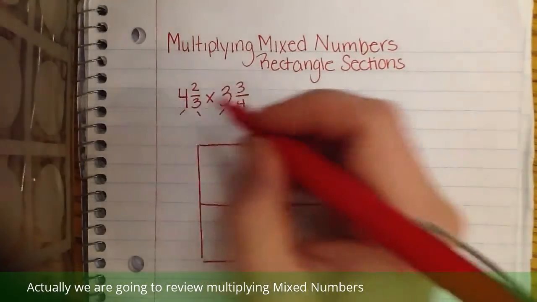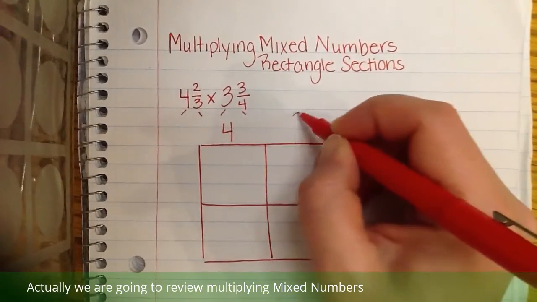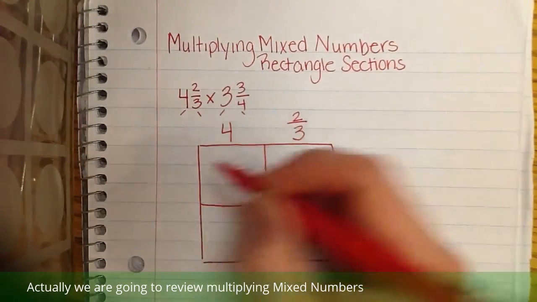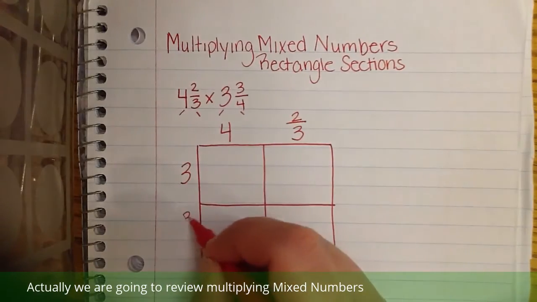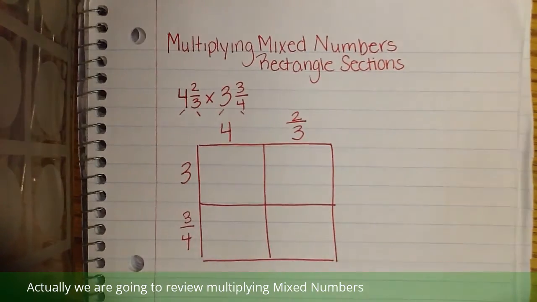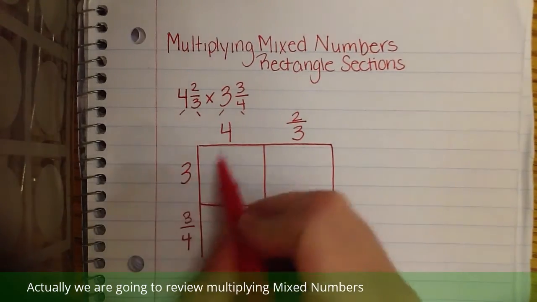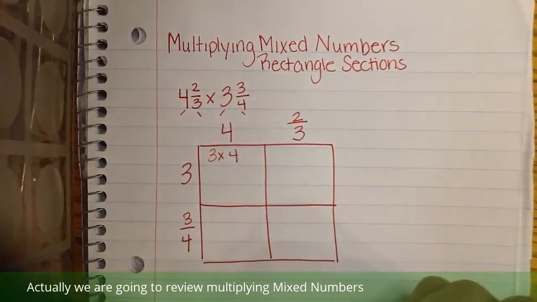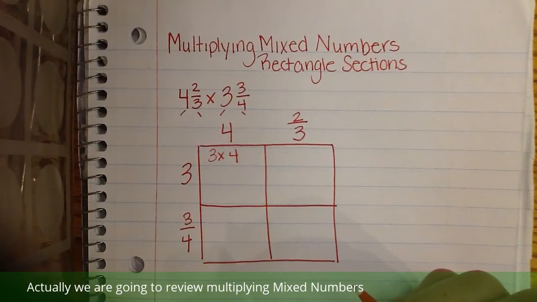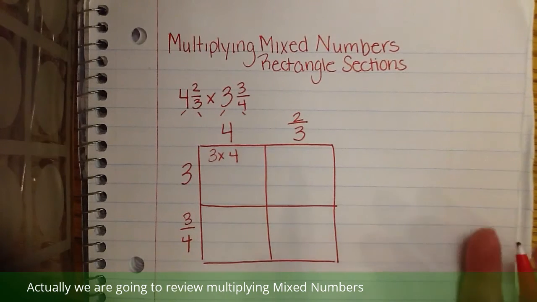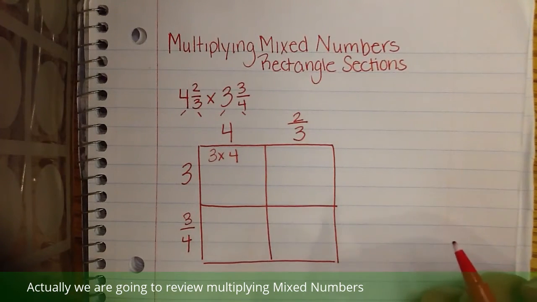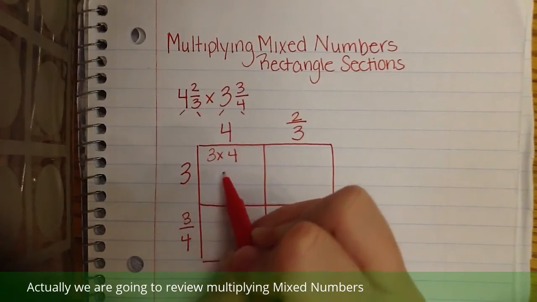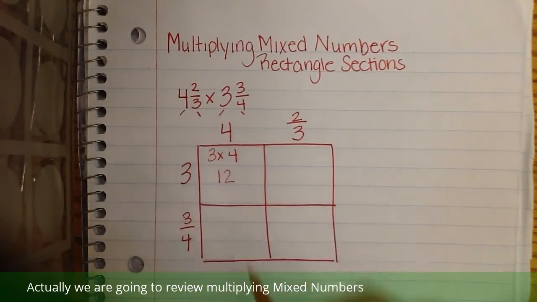Okay, so I'm going to put my 4 here, my 2/3 here, my 3 here, my 3/4 here. Inside of this box, I'm going to do 3 times 4. We did this for decimals. We did this for multiplying whole numbers, so this process should be a total review. But this time we're dealing with fractions. So I have 3 times 4, and I get 12.